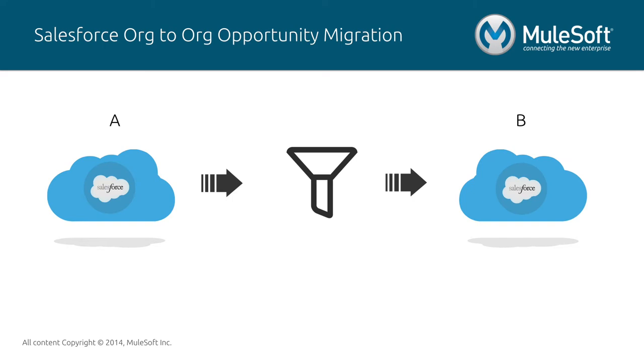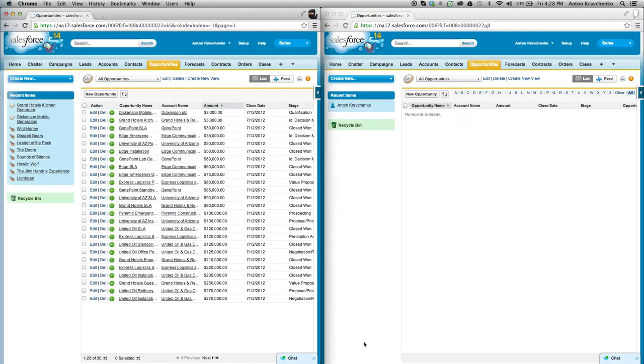In this video, we will show you an example of an organization A that needs to migrate some of its opportunities to a new Salesforce instance at an organization B. We will also specify a filtering criteria. In this case, an opportunity will be filtered depending on the amount. Right now, let's go ahead and see how it works in Salesforce.